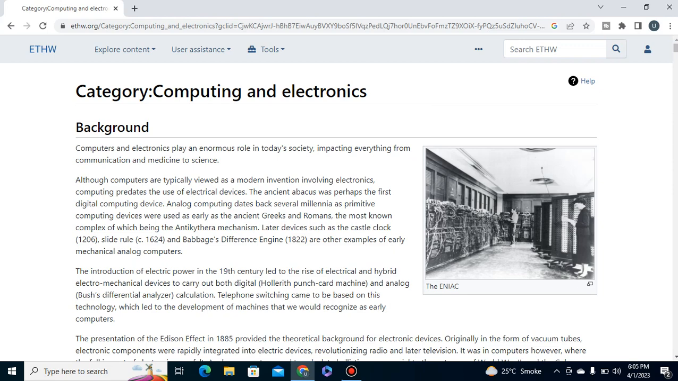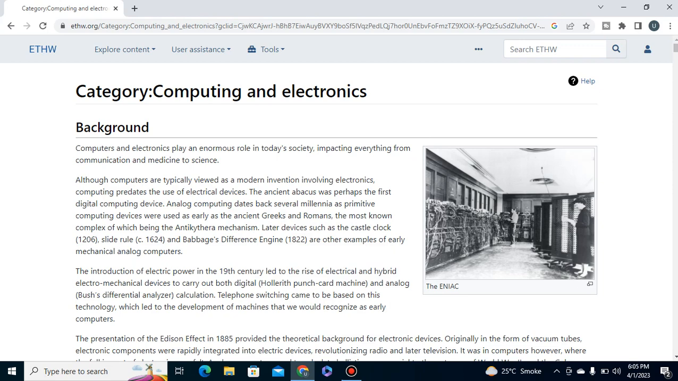Computers and electronics play an enormous role in today's society, impacting everything from communication and medicine to science. Although computers are typically viewed as a modern invention involving electronics, computing predates the use of electrical devices. The ancient abacus was perhaps the first digital computing device.